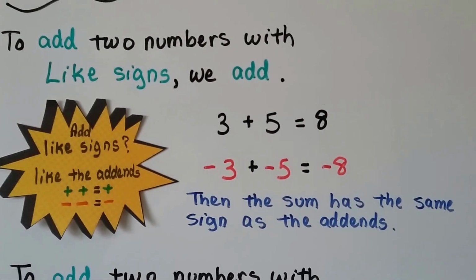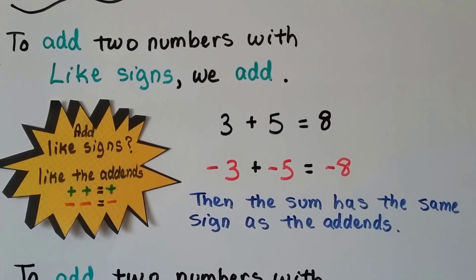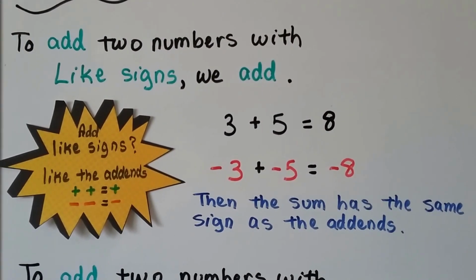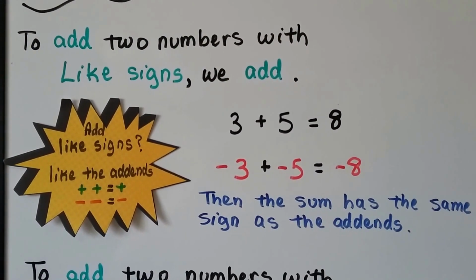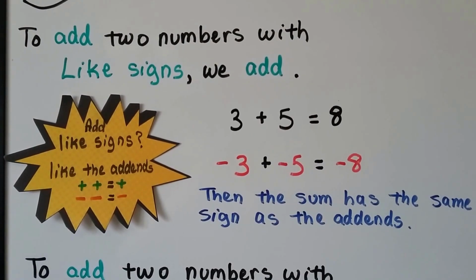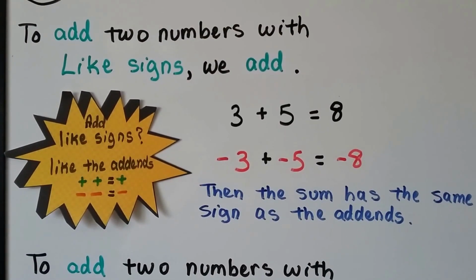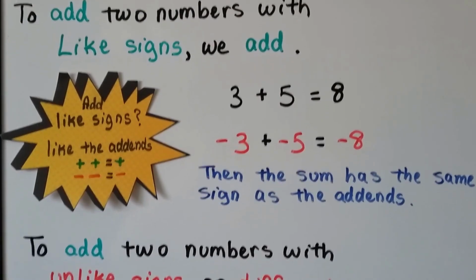So if we add a positive 3 and a positive 5, our answer is going to be a positive 8. If we add a negative 3 and a negative 5, our answer is going to be a negative 8. And the sum has the same sign as the addends.